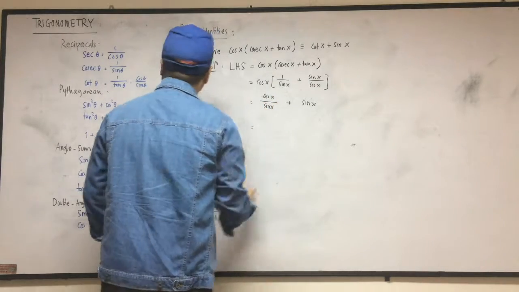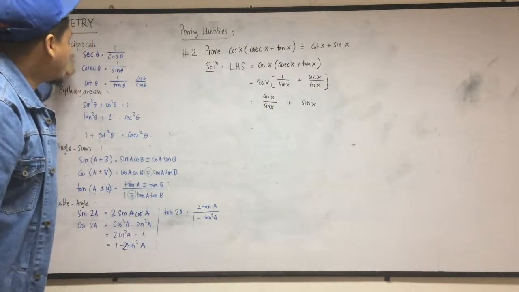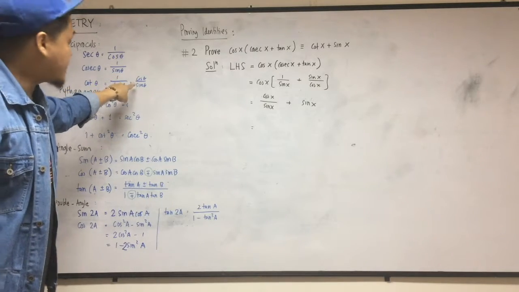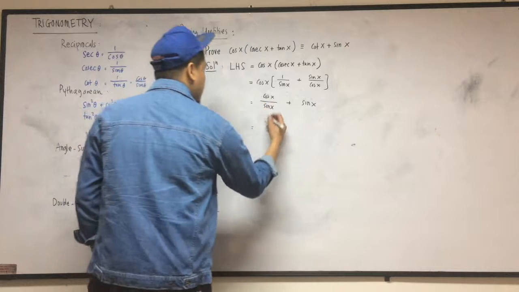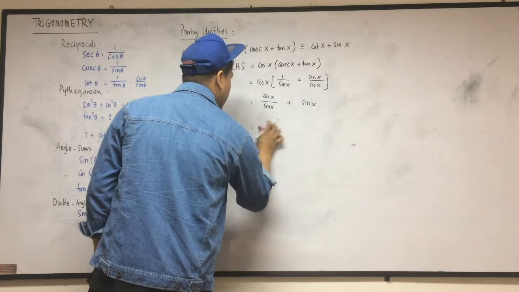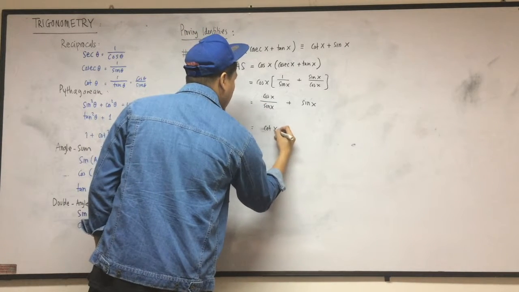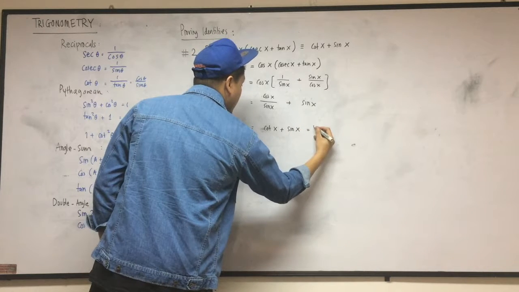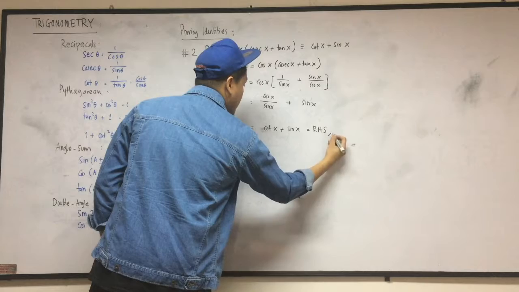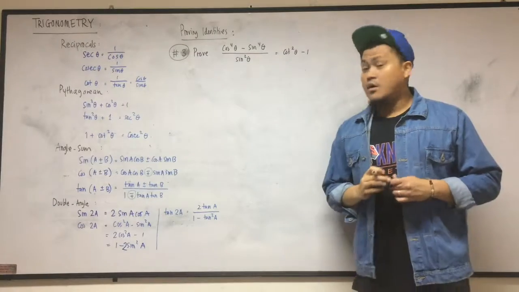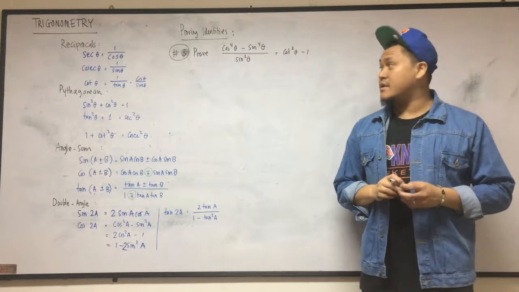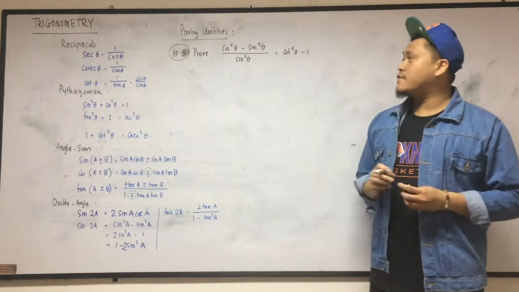But hey, as the reciprocal, cotangent is equal to 1 over tangent theta, or cos theta over sine theta. So therefore, this is going to be equal to cotangent x plus sine x, and that's going to be your right-hand side. And you've proved it.